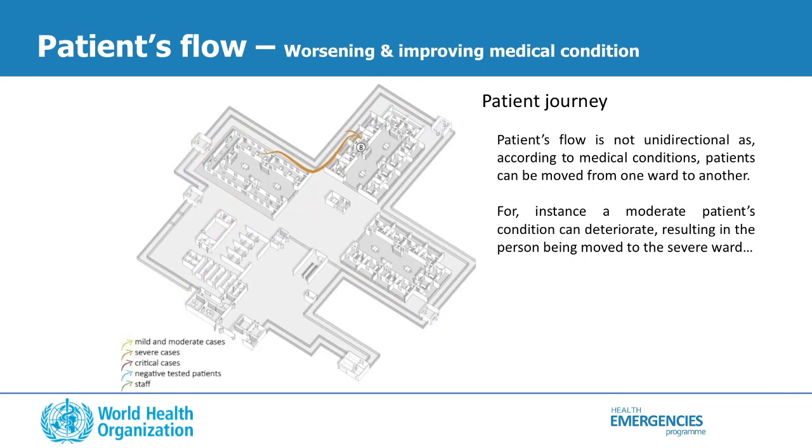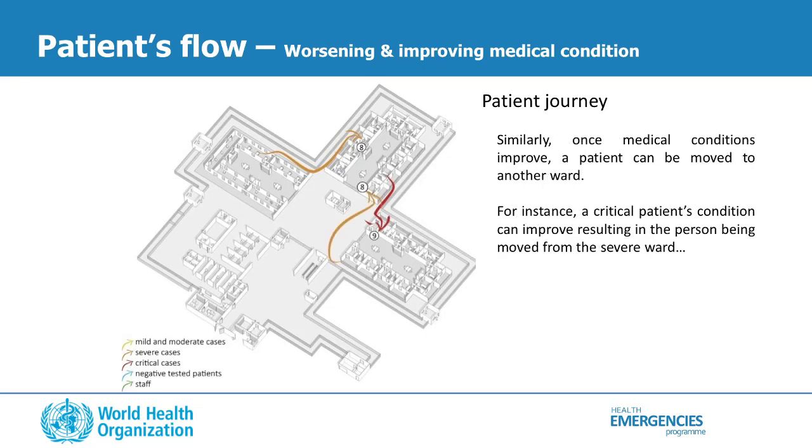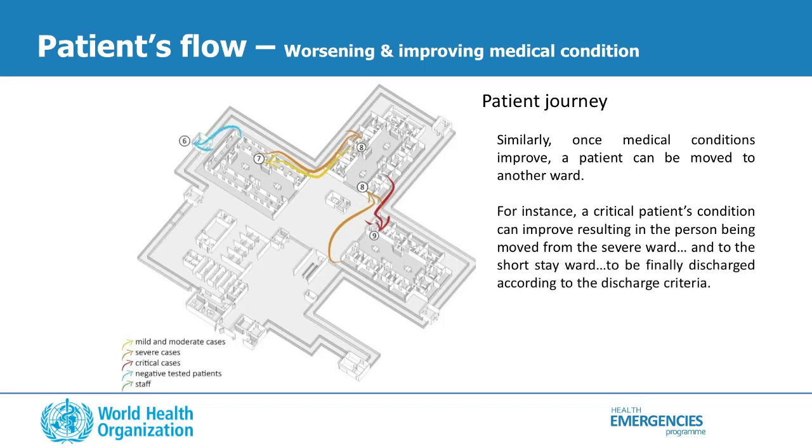Patient flow follows a certain logic. It is not unidirectional, as according to medical conditions, patients can be moved from one ward to another. For instance, if a moderate patient's condition deteriorates, the patient would be moved to the severe ward or to the critical ward. Likewise, a critical patient whose condition has improved can be moved to the severe ward and to the short stay ward, and finally discharged according to the discharge criteria.